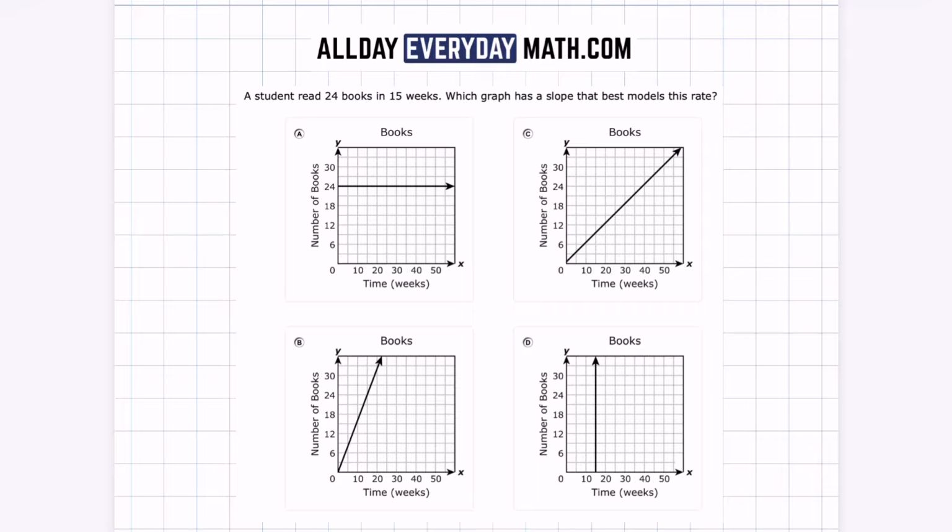This is number 1 from the 2025 8th grade math STAAR test. It says a student read 24 books in 15 weeks. Which graph has a slope that best models this rate?